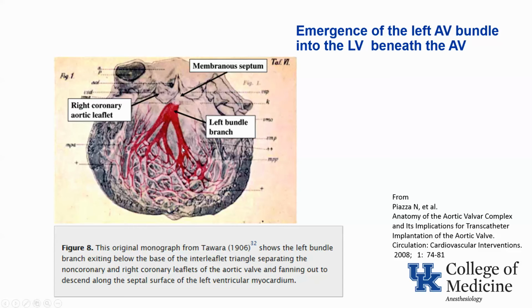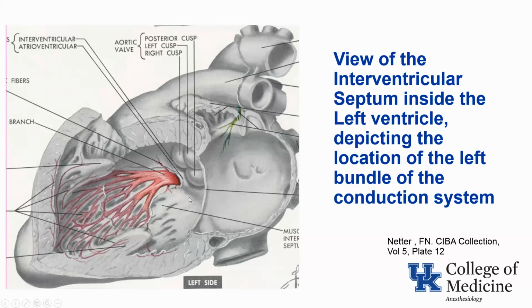This shows the open left ventricle, showing the left bundle piercing beneath this junction between the right and non-coronary cusp, and then spreading out into the branches of the left bundle. This is also depicted on this diagram, showing the right coronary cusp and the non-coronary cusp.